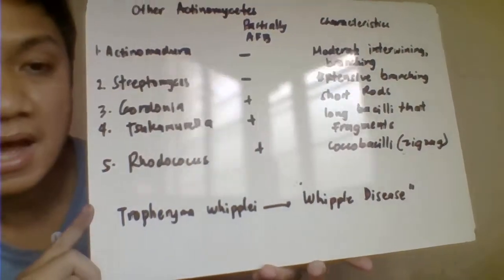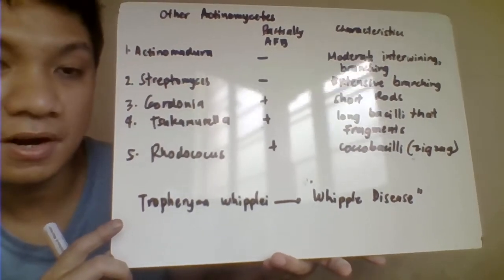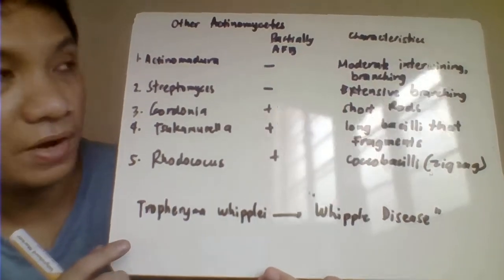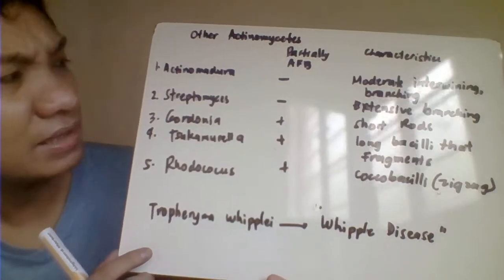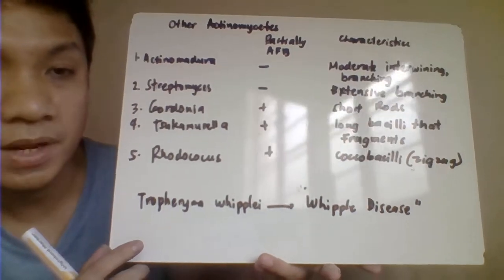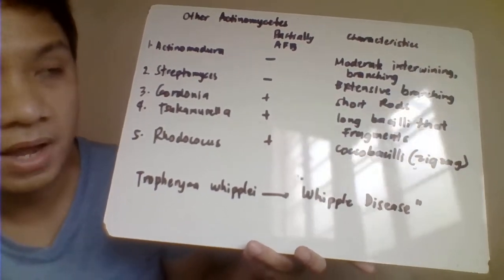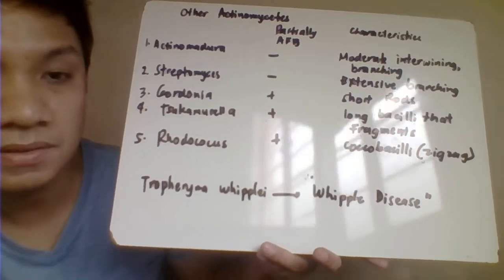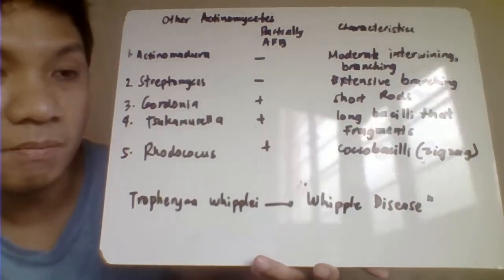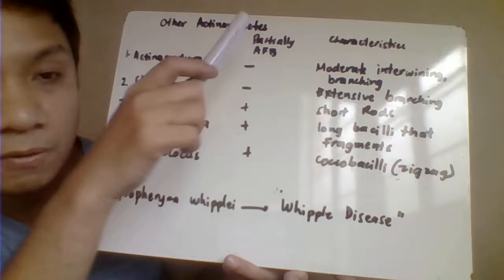Then we have also here the other genera of your actinomycetes. So we have your Actinomadura. This one would have a moderate intertwining branching form. Another one, we have here your Streptomyces. That one would have an extensive branching. This one is moderate lang sa kanya. Sobrang branch talaga.